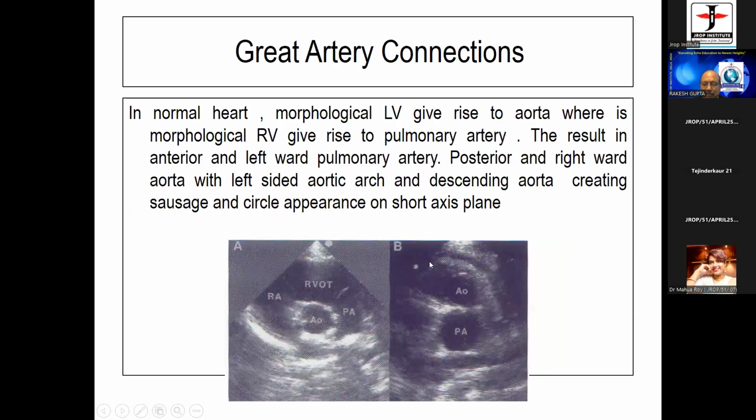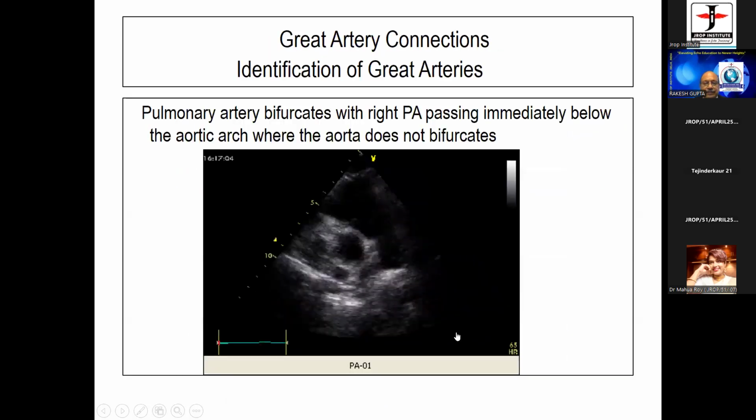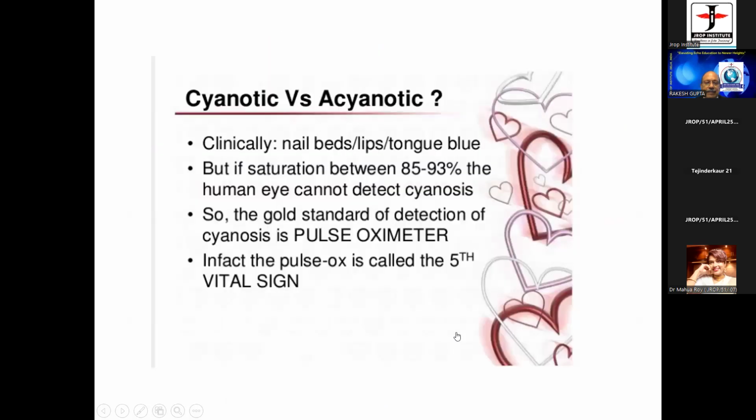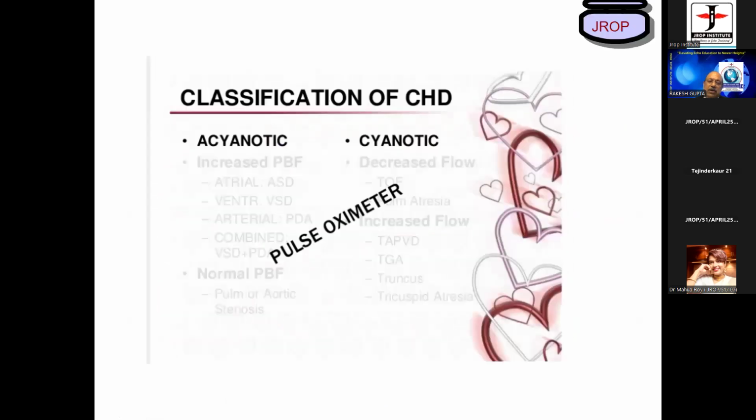And similarly, we'll be talking about TGV in the next session. When we look at two parallel vessels lying too close to each other, they don't come labeled as over here. So we have to see which artery is what. If this artery bifurcates, this is the pulmonic artery. Then this is aorta, this is pulmonic. Now the question comes, cyanotic versus acyanotic. I'm not going to touch that right now. I'll come to that later.